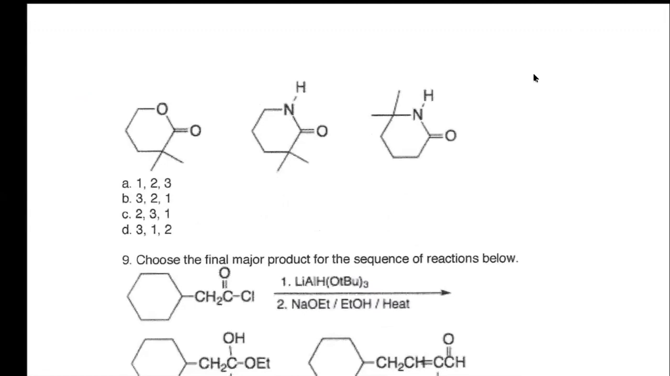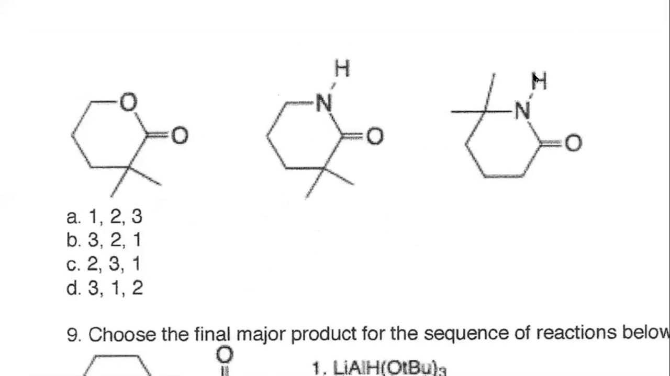So right away, what I would say for these is just identify your functional group and ask yourself, what's the functional group for the one on the left? That's going to be an ester. And then the one in the middle, what do we have? We have an amide. And then the one on the very far right, we also have an amide.